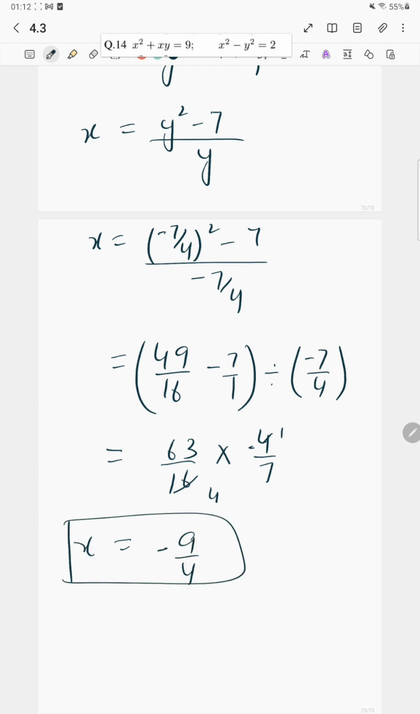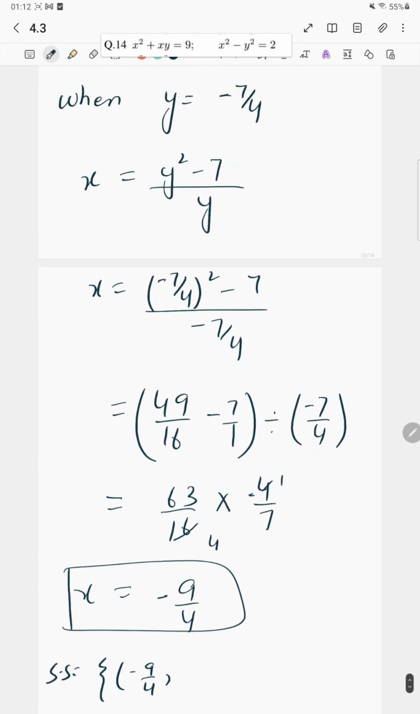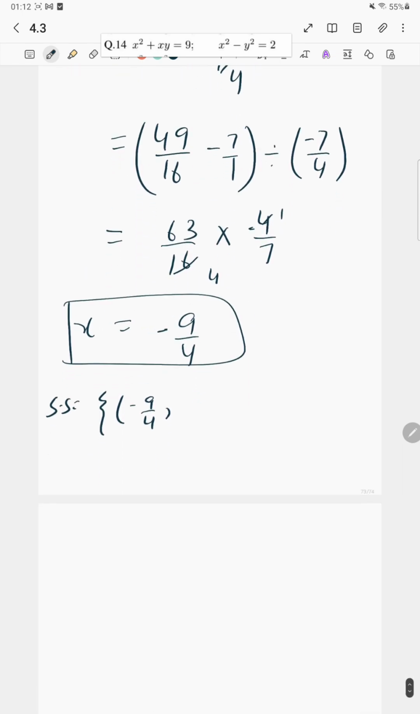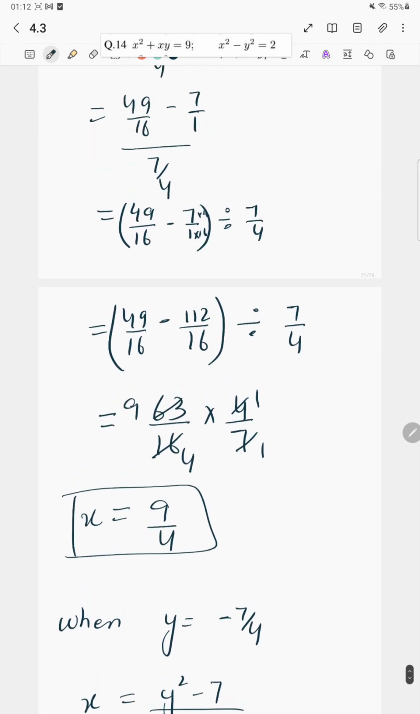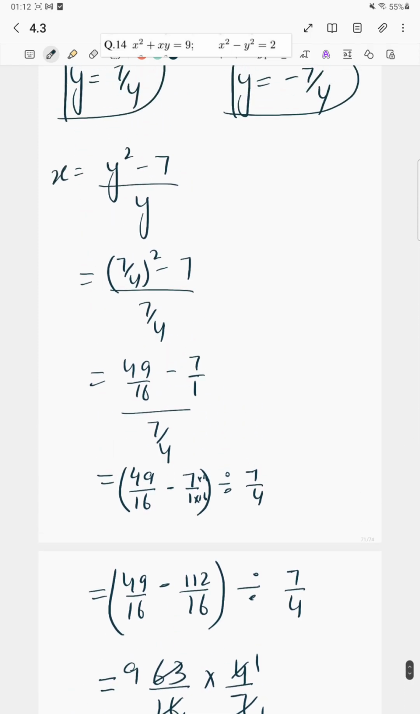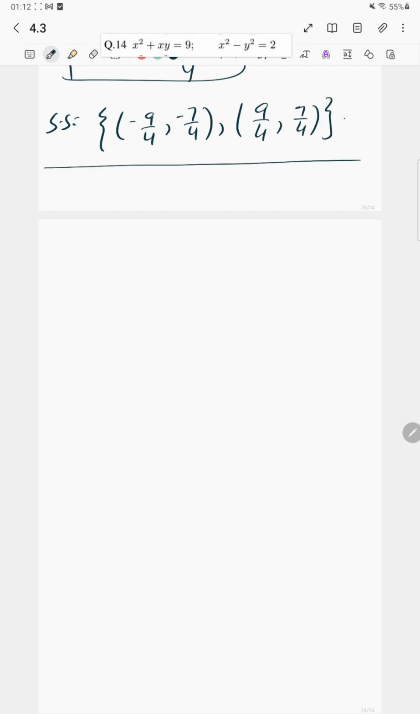sign. So the solution set is x is equal to minus 9 by 4 when y is equal to minus 7 by 4. X is equal to 9 by 4 when y is equal to 7 by 4. So in this way we get our solution.